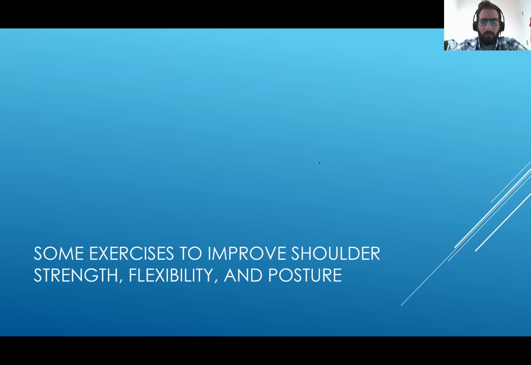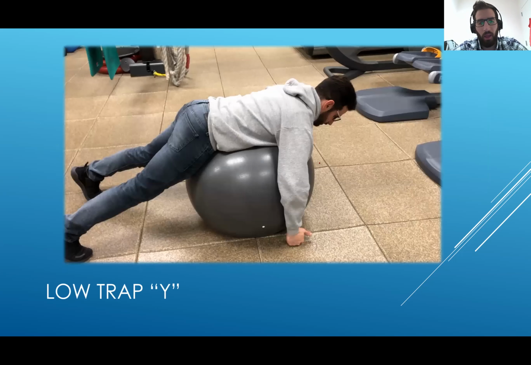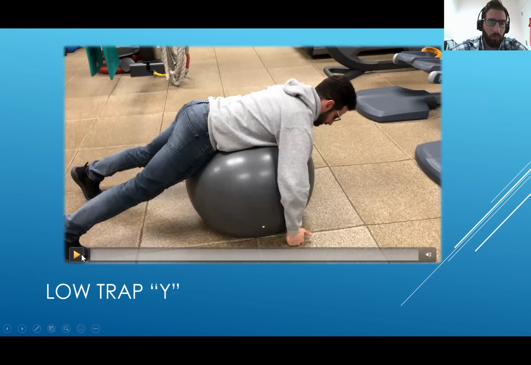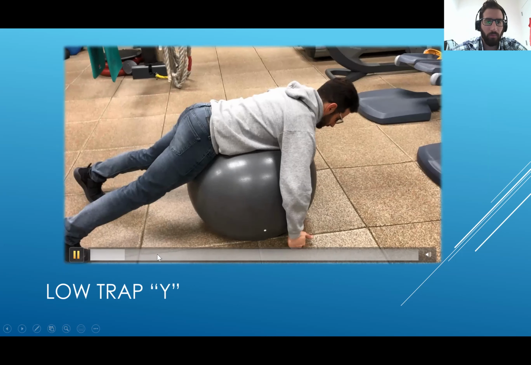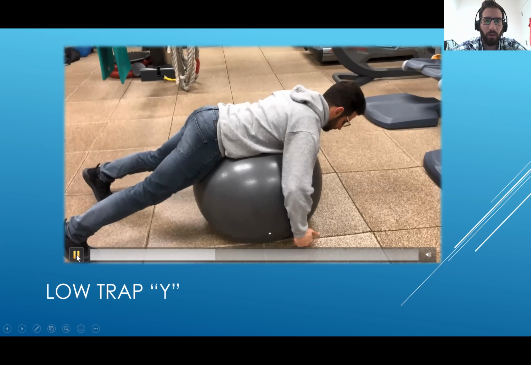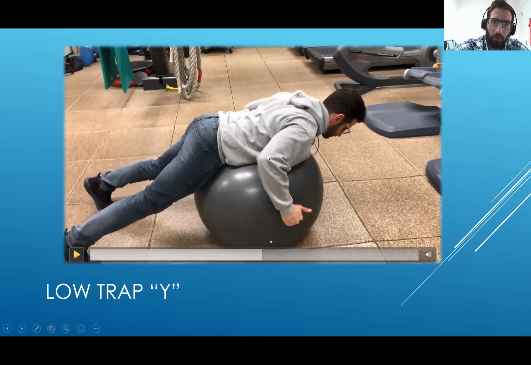So there's going to be 4 exercises. This first one is called a low trap Y. What you're going to do in this one is pull your shoulder blades back. You're going to do a row, it's called. So you pull back this way, and then you squeeze those shoulder blades together. And then you'll see me punch out straight this way, making a Y.